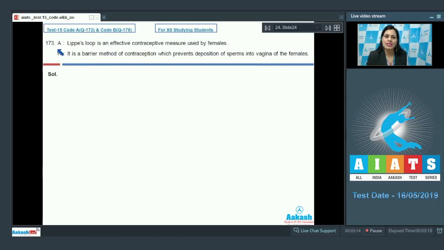Question number 173, assertion given is Lippes loop is an effective contraceptive measure used by females, and this is a correct statement. Lippes loop is a non-medicated intrauterine device, and is an effective contraceptive measure used by females.